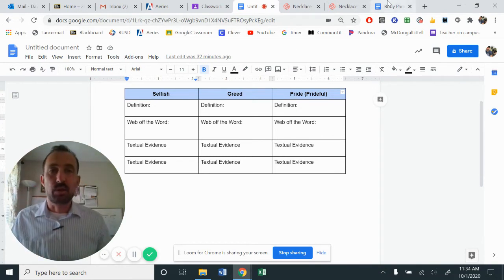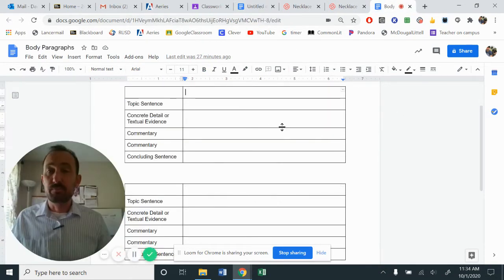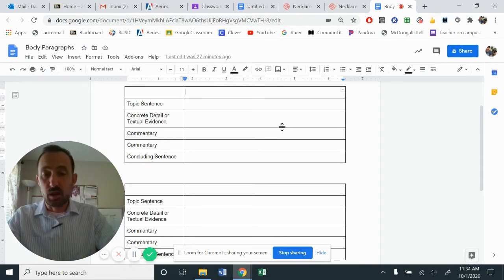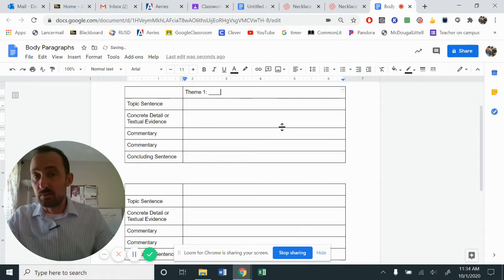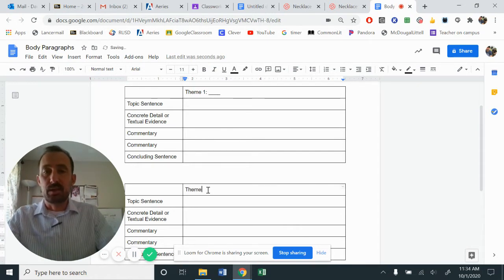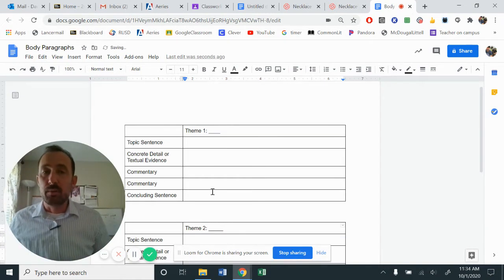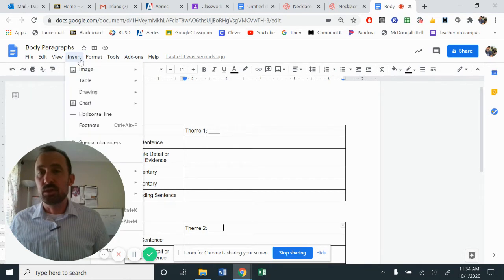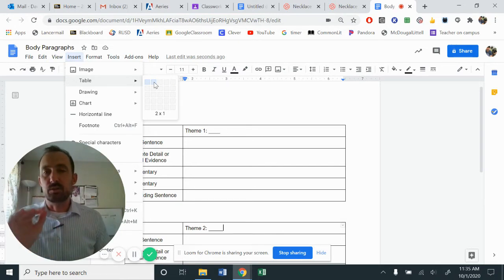And what I'd like you to do right now is on your body paragraph in this very first column, identify theme one and then list it out. And then identify theme two and then write it out. Okay. If you are unfamiliar about these boxes, all you have to simply do is come up here to insert, table, and then you can count over. I've got two columns and I've got, looks like one, two, three, four, five, six boxes down. So that's what you would do there for that.